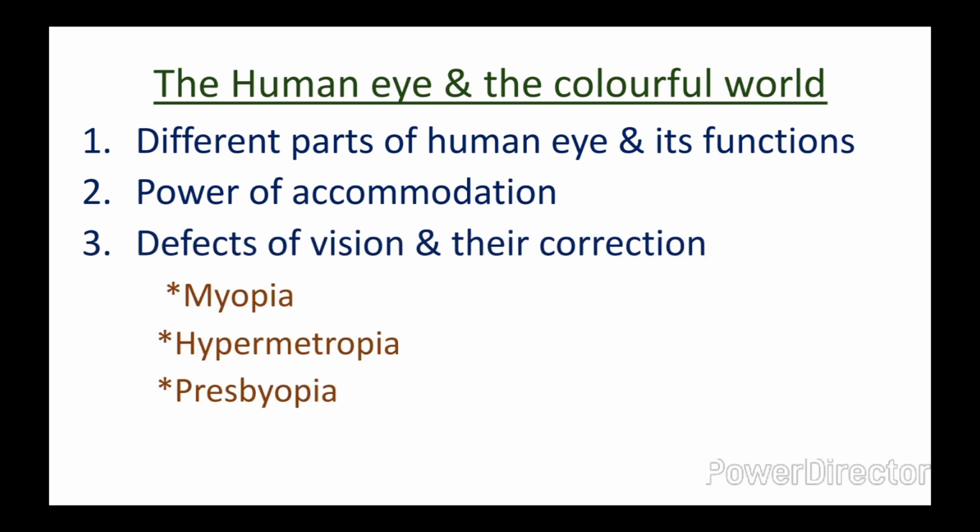And the next one is defects of vision and their correction. How to correct the defects? They have given 3 conditions here, or 3 defects: myopia, hypermetropia and presbyopia. They may ask you to write the condition of myopia and how to correct it. Or they may ask, what do you mean by hypermetropia, or differentiate between myopia and hypermetropia. So this is one of the important concepts or topics you may expect in your examination.